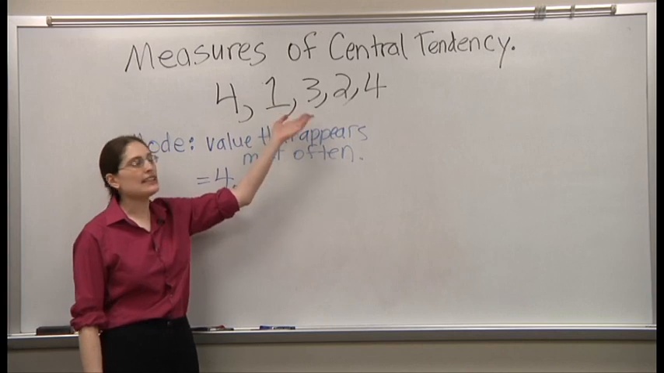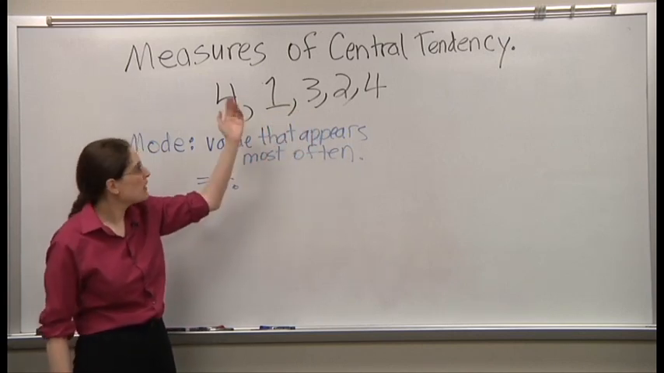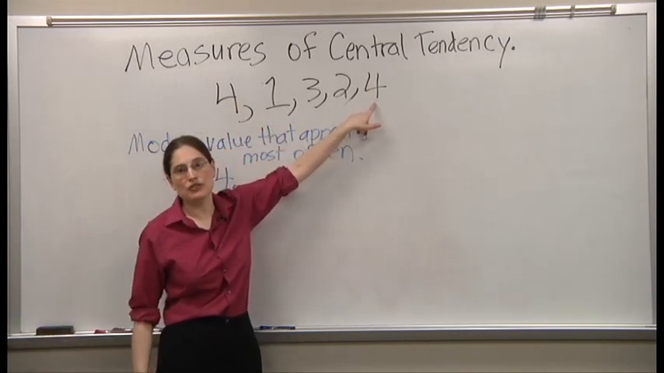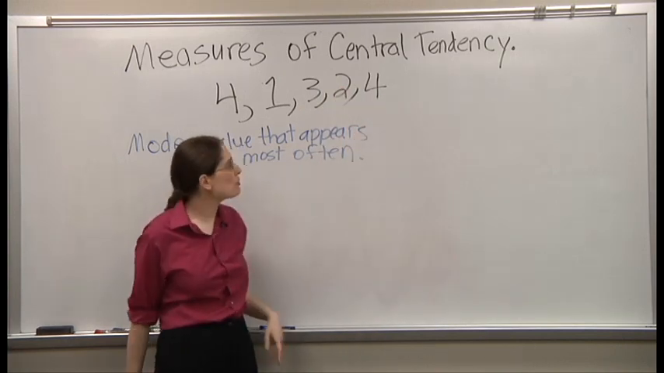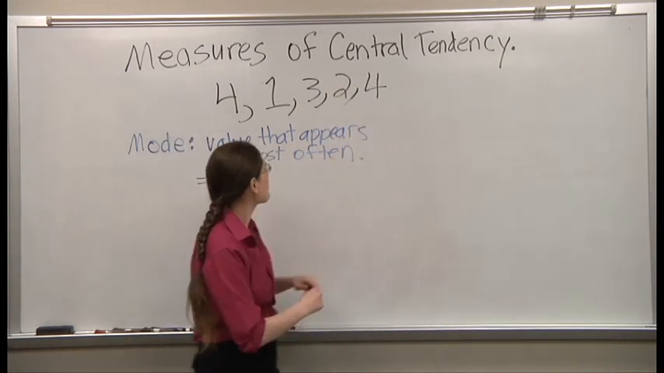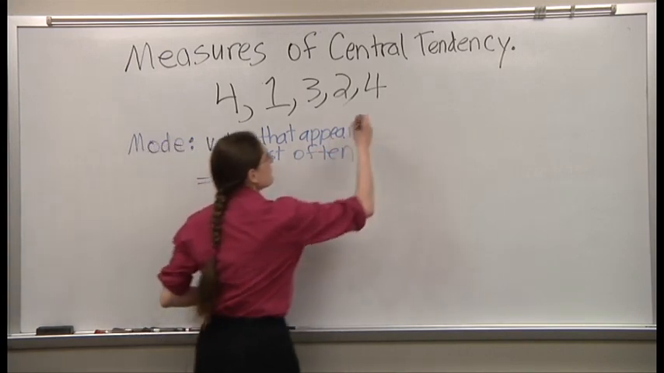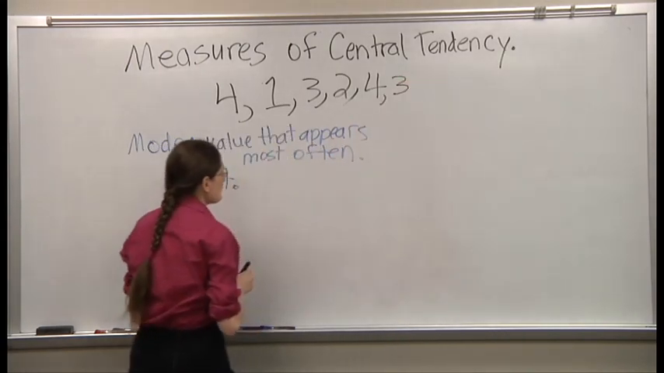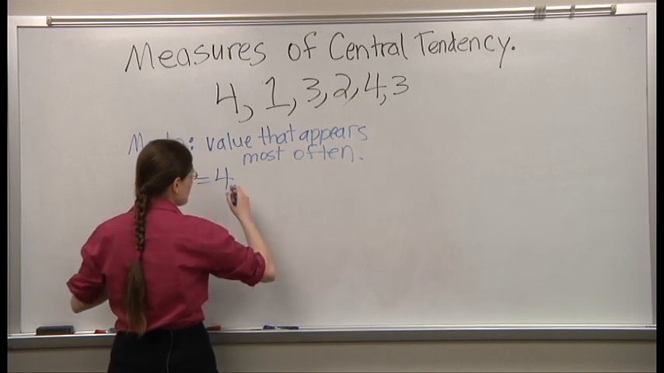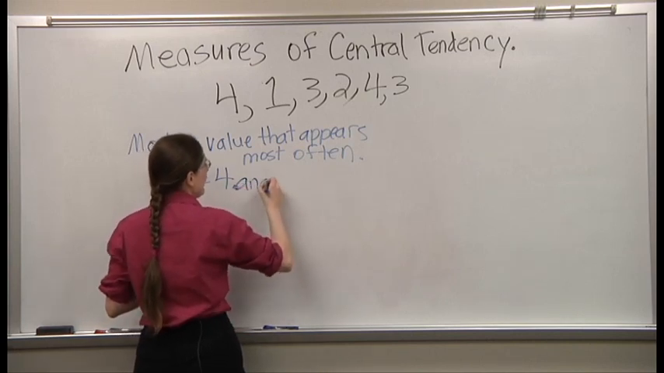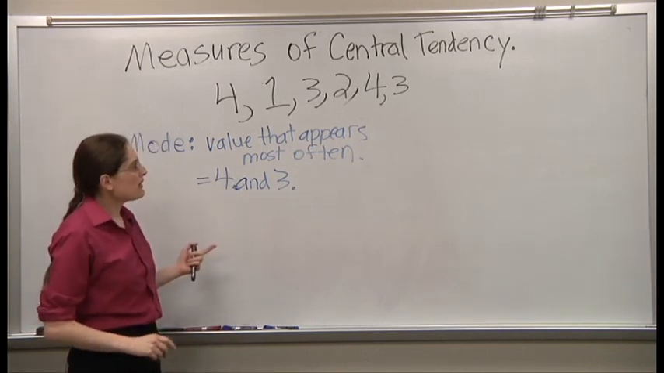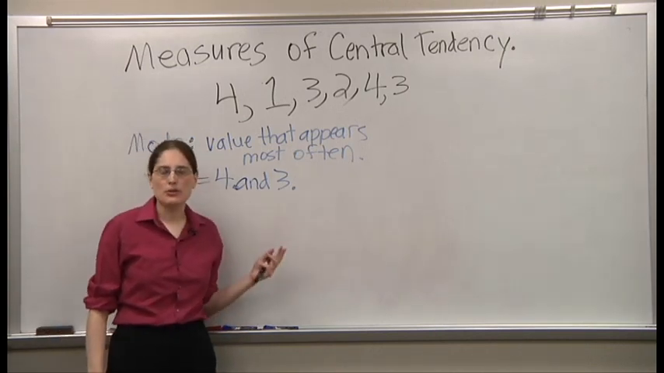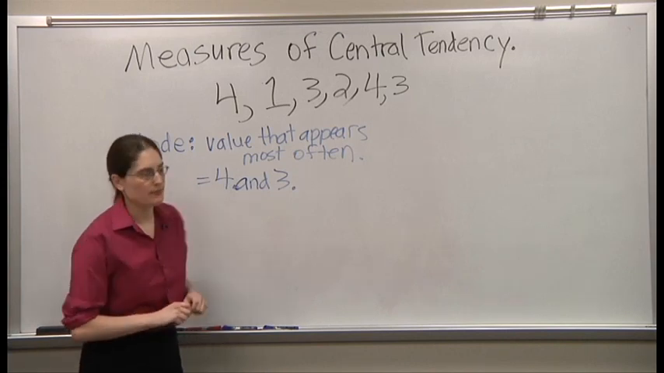Sometimes there isn't any mode. Like if this was a 5 instead of a 4, we'd have no mode. Sometimes you could have 2 modes. If we threw on a 3 at the end, then your modes would be 4 and 3. But for the most part, the mode, not really all that complicated.